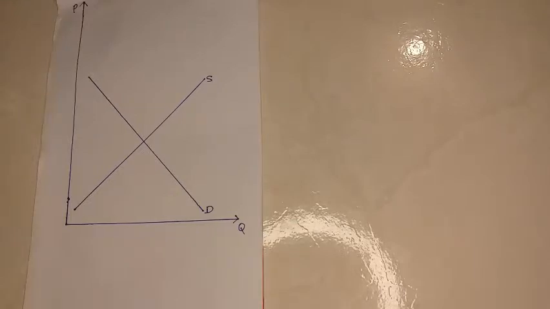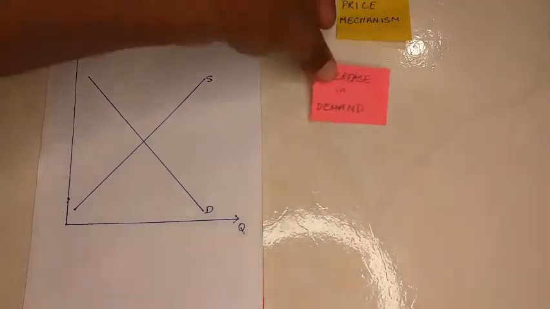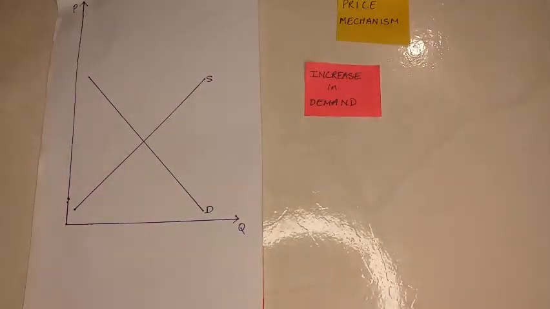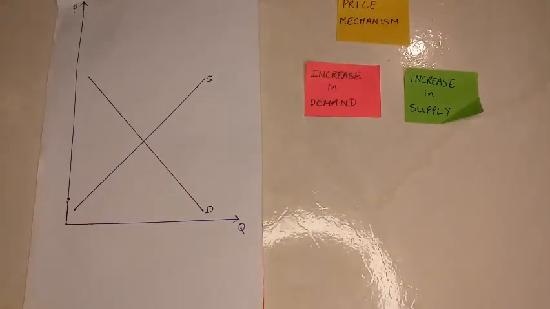In today's video, we're going to be looking at the price mechanism and how it operates when we have an increase in demand and an increase in supply. So we look at what happens when we have an increase in demand first. Then we'll move on to an increase in supply. So in the free market, price acts as a rationing device, an incentive, and a signal. So let's see what happens if we have an increase in demand, how price operates in this manner.